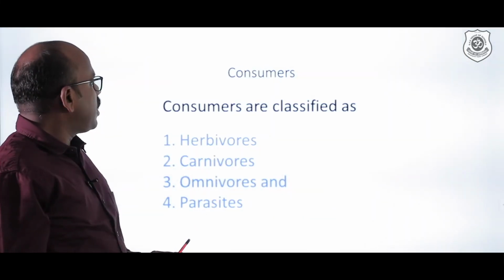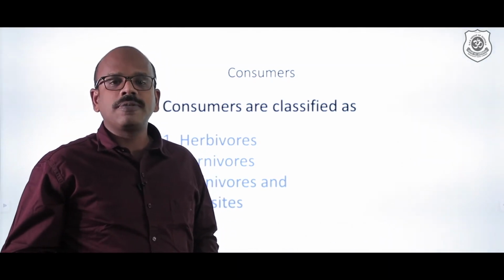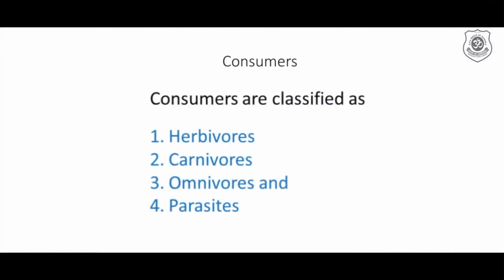Now, let us go to the next level of the organisms called consumers. Consumers are classified as herbivores, carnivores, omnivores and parasites. First is a herbivore. What is this herbivore? Herbivores are animals which feed on these producers. These organisms have an adaptation to feed and digest the food, that is, that produces and derive energy from them.